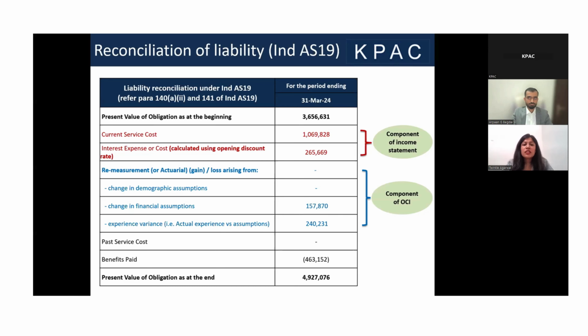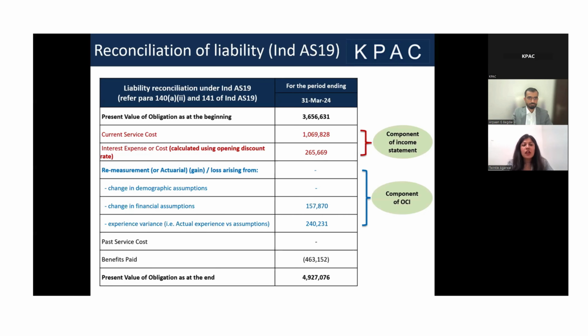The third component is the remeasurement of actuarial gains and losses. So this arises due to the change in assumptions or the unexpected deviations in actual experience, and the same is recognized under other comprehensive income.